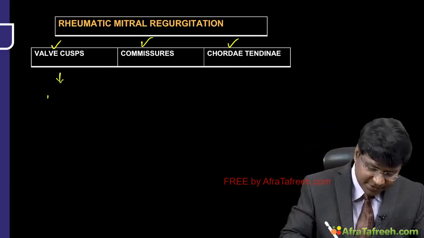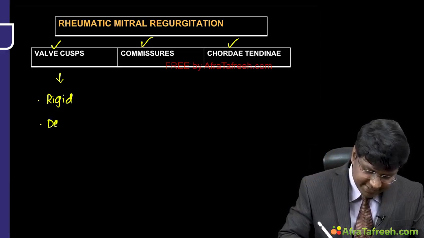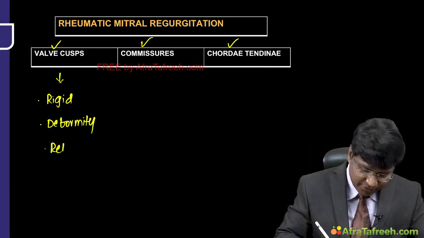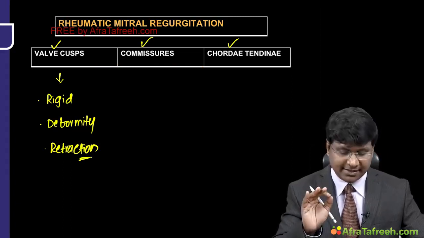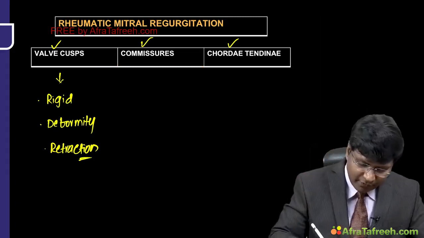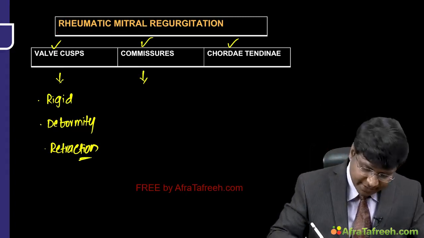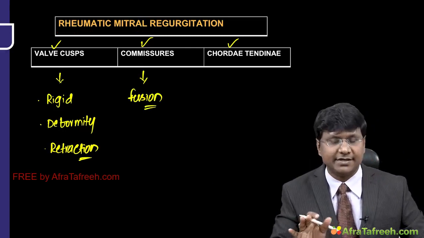The valve cusps become rigid, and there is deformity within the valve cusps, and there will also be retraction of the valve cusps. That will be the abnormality within the valves. Now, what will be the abnormality within the commissures causing rheumatic mitral regurgitation? That will be commissural fusion. Commissural fusion is responsible for the development of rheumatic mitral regurgitation.